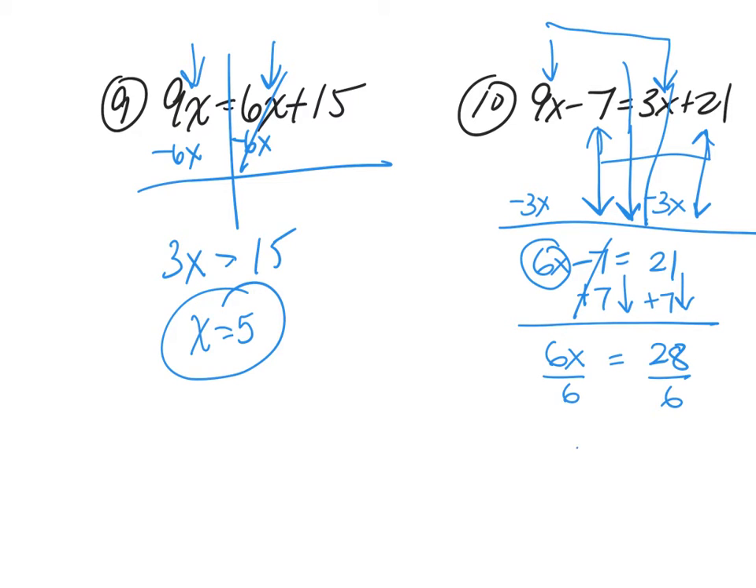Divide by 6, so you can isolate your x. And this is not divisible, but 2 does go into both of them. So 28 over 6 is the same thing as 14 over 3.